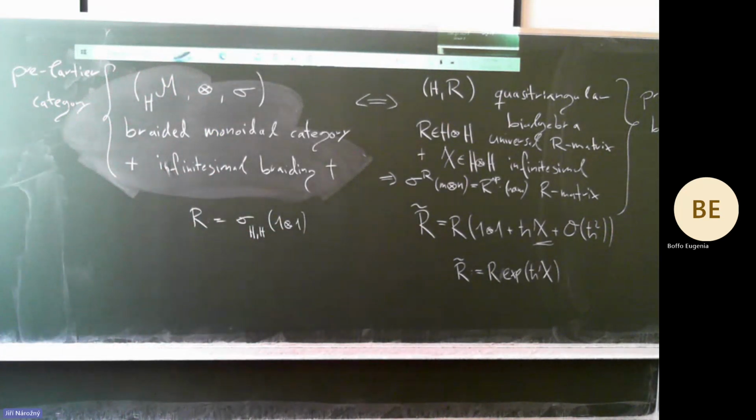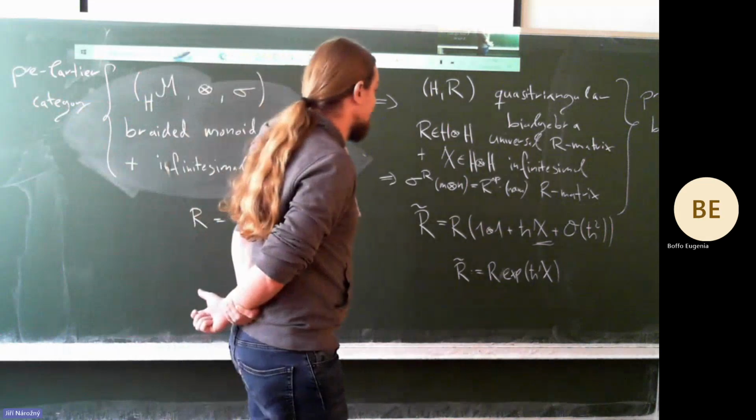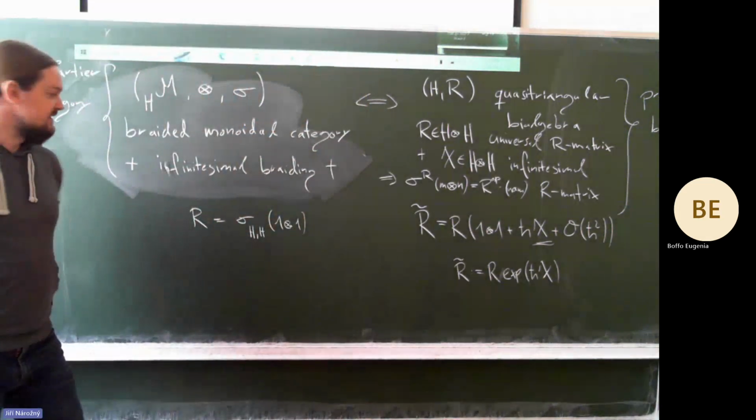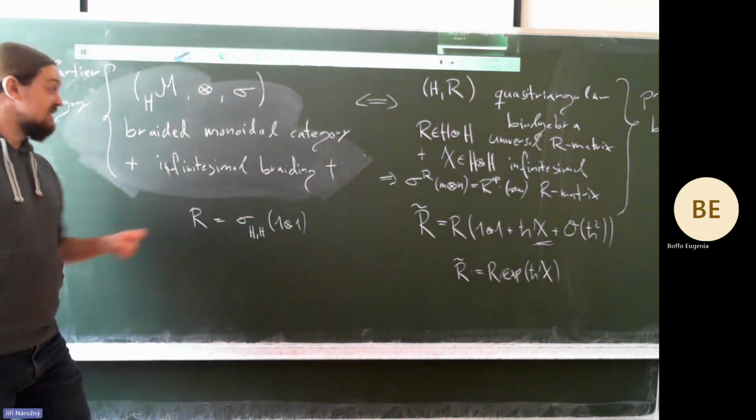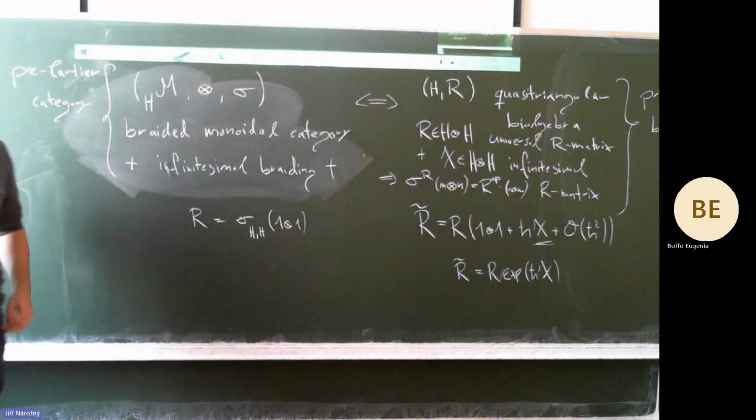And just one more silly question though. What do you need to remove the pre? If you don't like the pre, you have to ask some extra properties, and this is namely a commutativity of sigma with T. Okay. So only in some cases this is working.